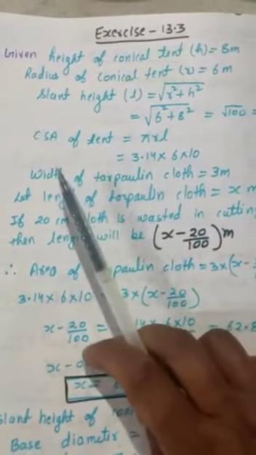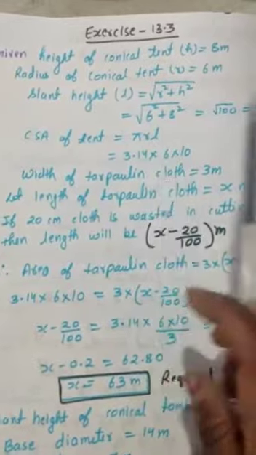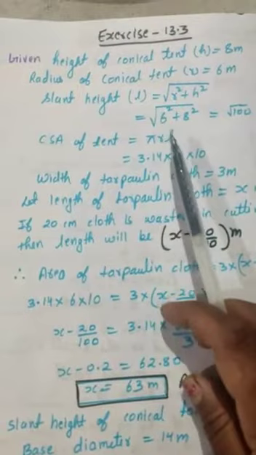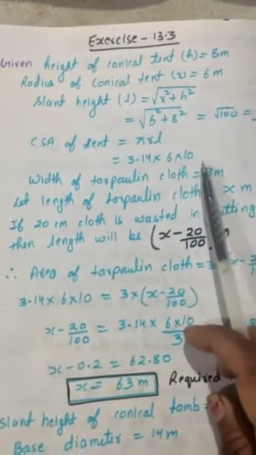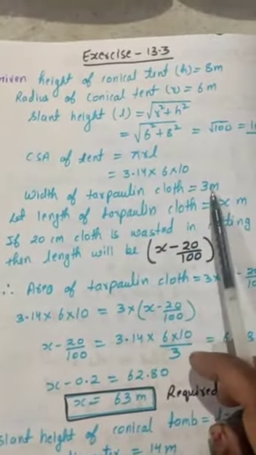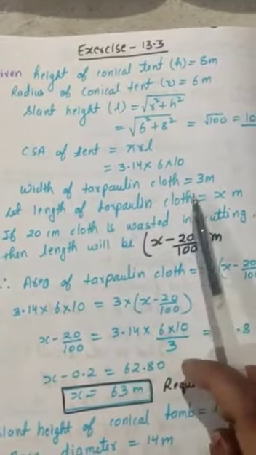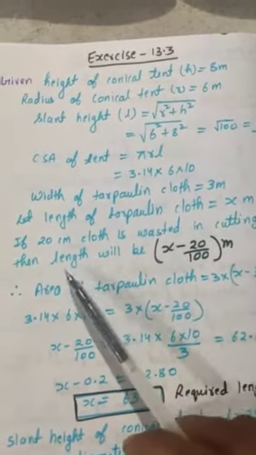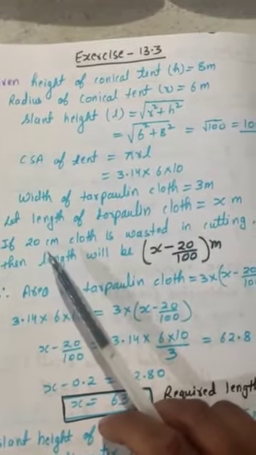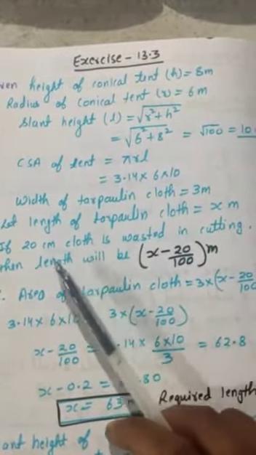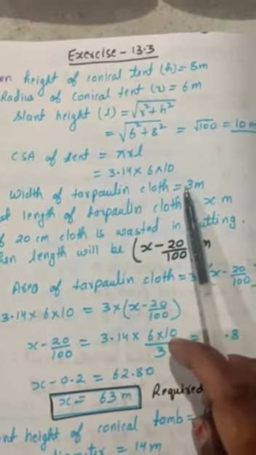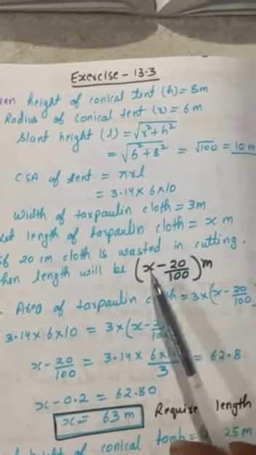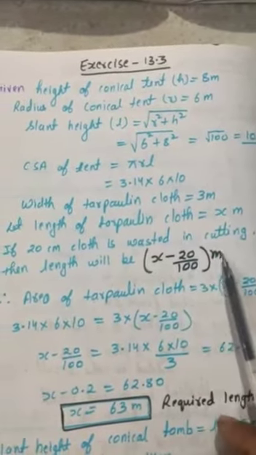So first of all you will calculate CSA of tent, because when you make the tent its base will not be made from tarpaulin cloth, only pi r l, so this is the CSA. Now width is given to you, 3 meter. Suppose the length, since the tarpaulin cloth is in the form of a rectangle, let the length be x, and you know how much cloth is wasted? 20 centimeter. Now this is given in centimeter and this is given in meters. So the amount of cloth which is wasted is 20 upon 100 meter, so the length used is x minus 20 upon 100 meter.